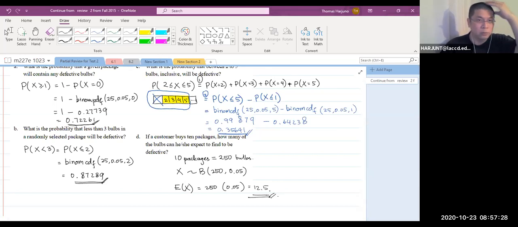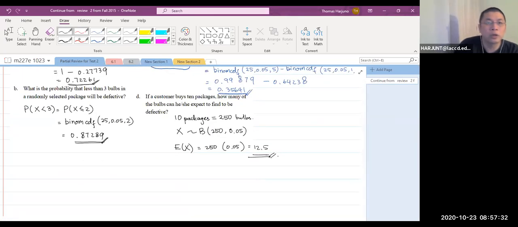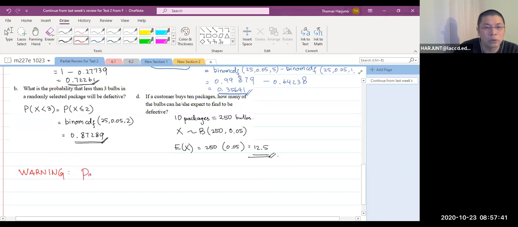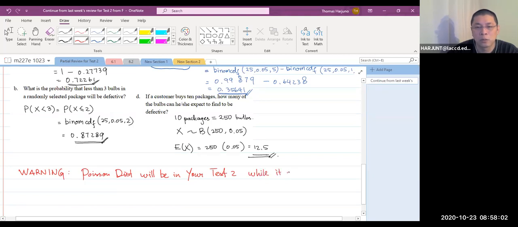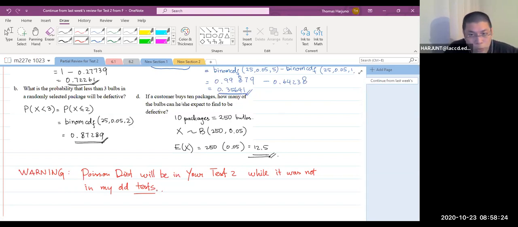Okay, that's for the partial review in my test 2. Now, I need to warn you again: Poisson distribution will be in your test 2, while it was not in my old test. Basically you will study that on your own, and that's one of the reasons I give you that assignment that you are supposed to do today, so that you have your own exposure to Poisson distribution.